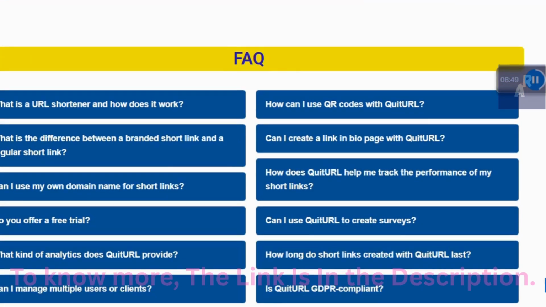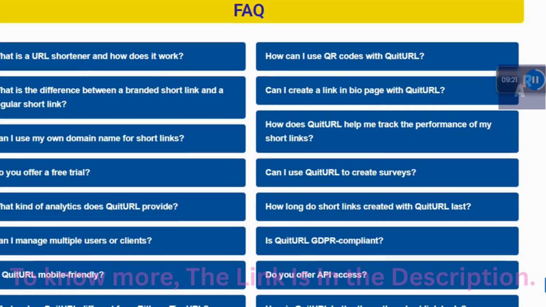Yes, QuitURL offers customizable link in bio pages. You can build a microsite with important links and track clicks to gain insights on engagement from social media platforms. QuitURL provides detailed analytics for each short link, allowing you to track metrics such as total clicks, devices used, and geographic location. This helps you better understand your audience and optimize your campaigns.